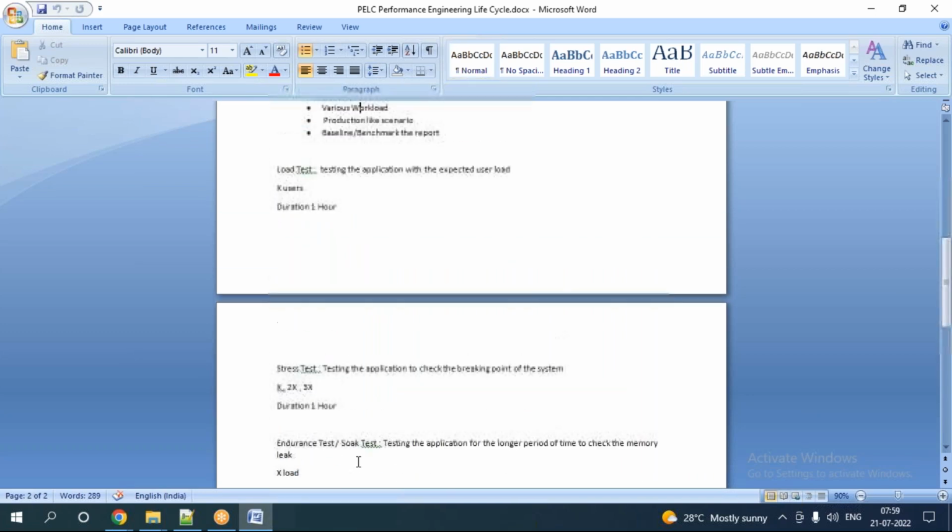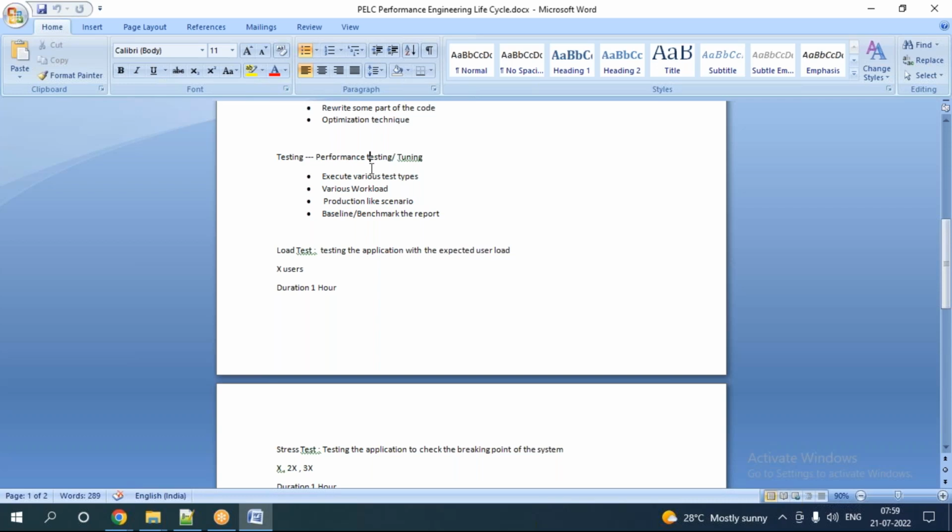Yeah. So this is what execute various test types means. First of all, execute various test types, and then various workloads. Workload in the sense of what is expected in production. And we have to do it with different load conditions to make sure your application is working fine.